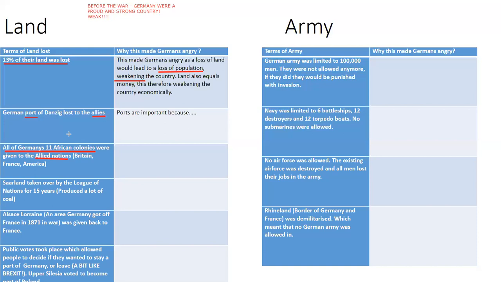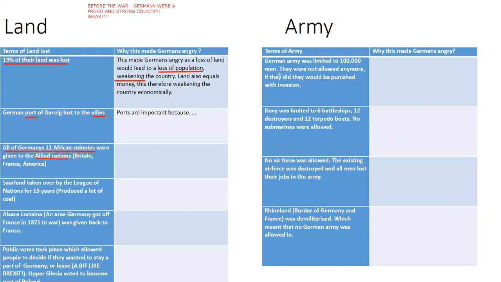Alsace-Lorraine, an area that Germany got off France in 1871, was given back to France. No questions asked. And public votes took place, which allowed people to decide if they wanted to stay a part of Germany or leave. A little bit like Brexit. Upper Silesia voted to become part of Poland. So actual German areas of land could decide who they wanted to be controlled by. This again weakened the population, the economy, and caused big problems for the German government as they are becoming very weak. That's land.